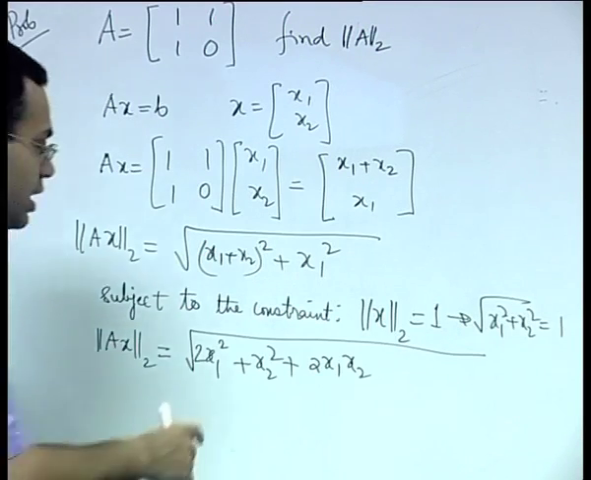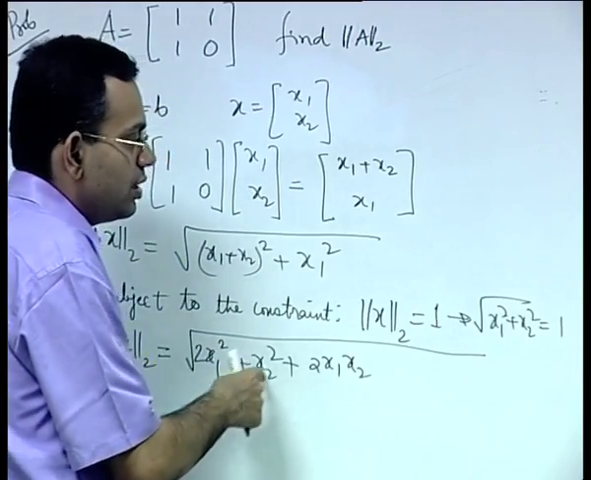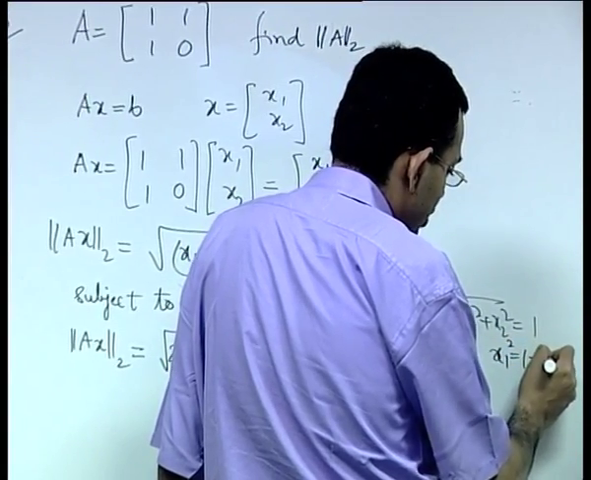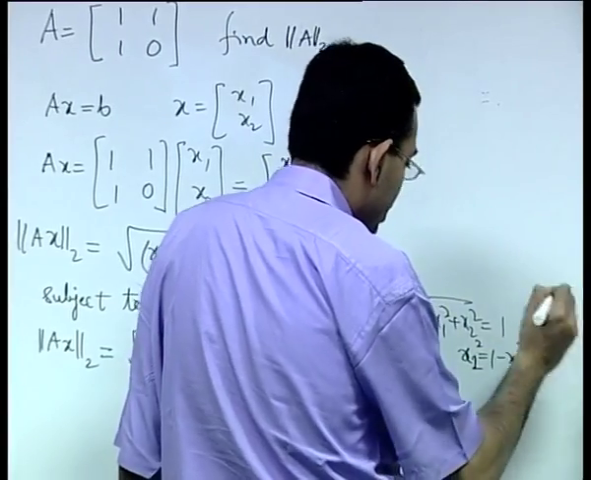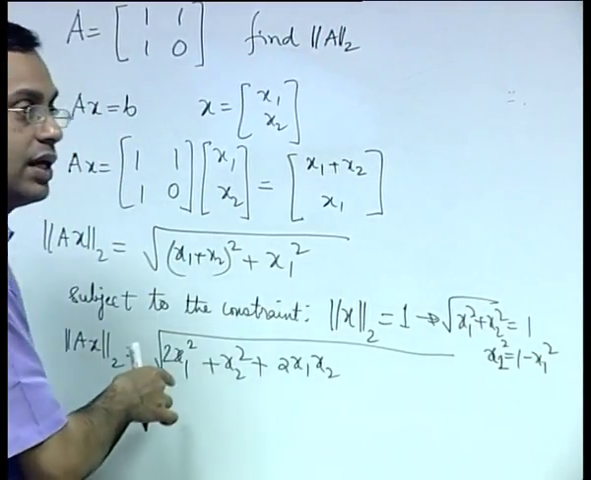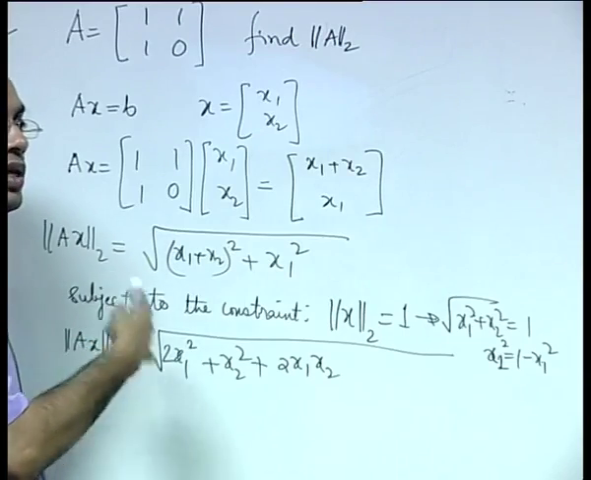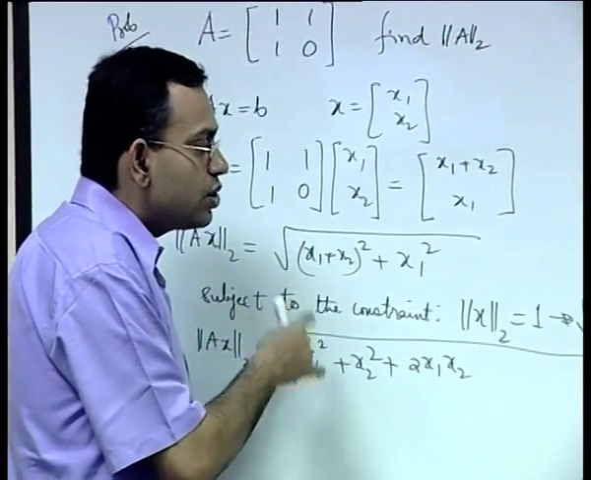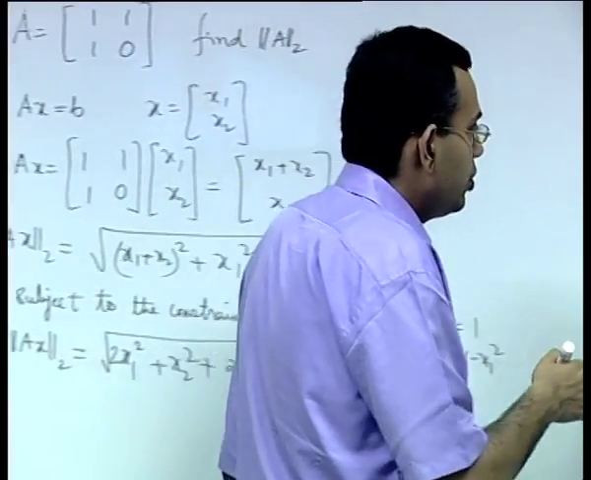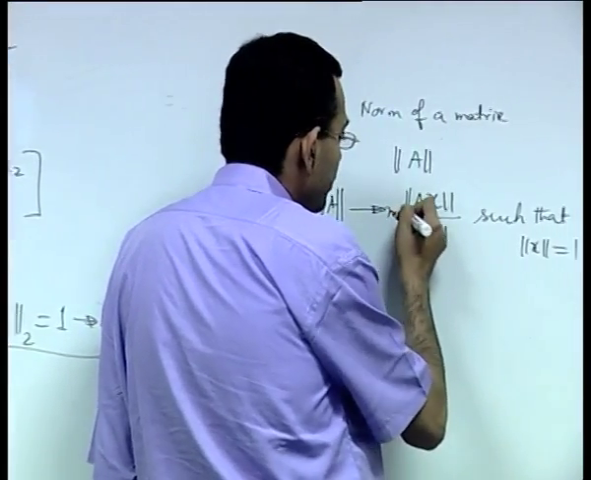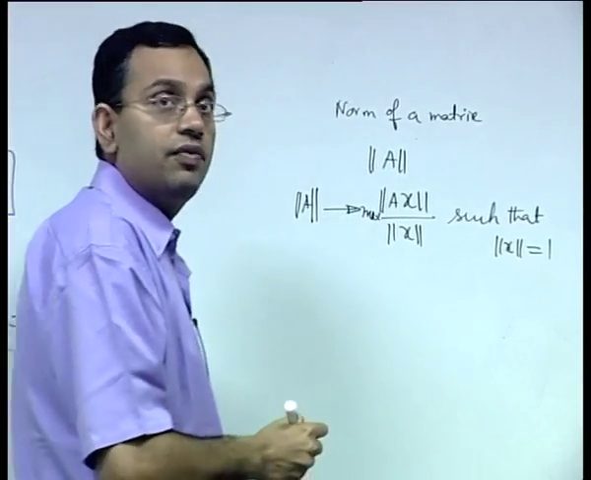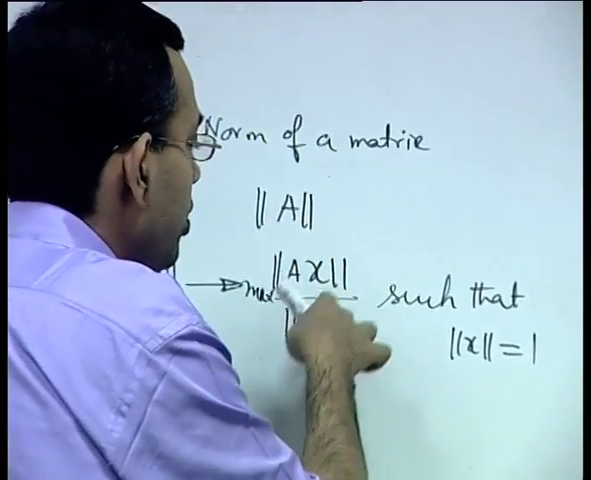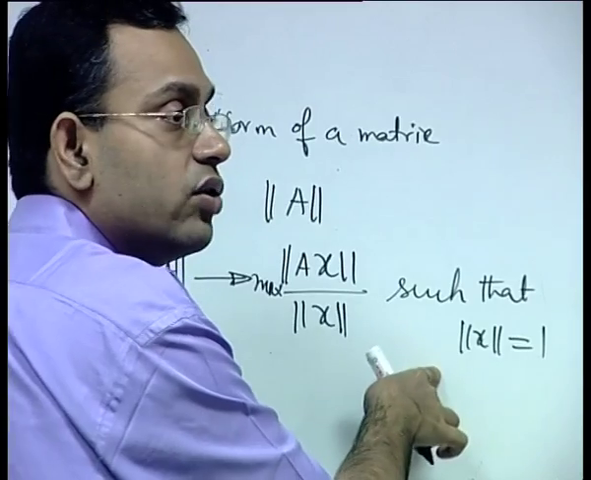Now, you can eliminate x2 and write x1 square as 1 minus x2 square, or x2 square as 1 minus x1 square. Still x1 will be a variable. So, it will be ambiguous, depending on the choice of x1 there will be different possible values. To resolve this ambiguity, here we consider the max in the definition. So, norm of A, we consider the max of norm of Ax by norm of x such that norm of x equal to 1.